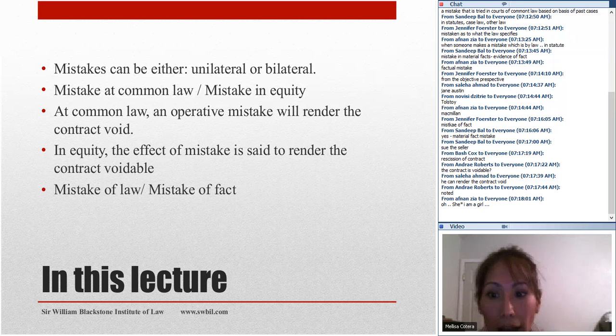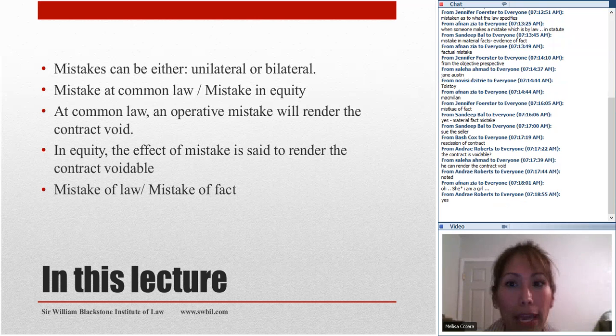And like you said before, the party, in this case Afnan, who was adversely affected by the mistake, has the right to cancel the contract or rescind the contract. Did you get the idea of mistake of fact? That it has to be very, very important to the agreement. Okay? So let's go to the next slide, so we can start with bilateral mistakes.